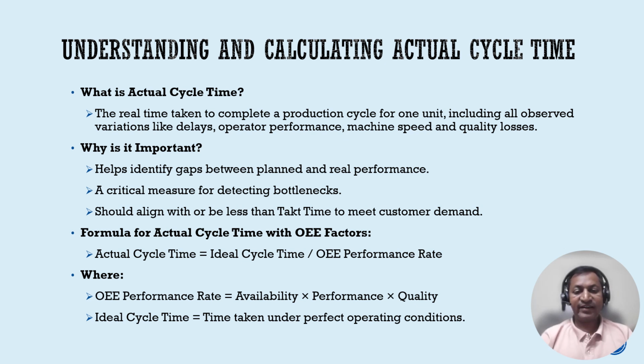Formula for actual cycle time with OE factors is equal to ideal cycle time divided by OE performance rate. Remember, we already calculated the actual cycle time. Where OE performance rate is equal to availability, performance, and quality all multiplied together, which gives rise to the OE performance rate. Ideal cycle time is the time taken under perfect operating conditions.